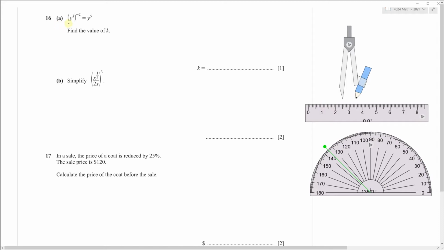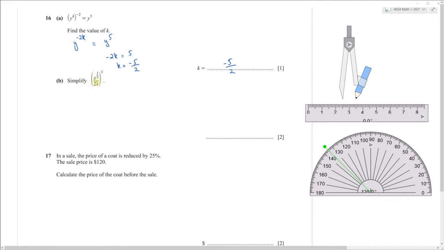Question number 16, part A is y power k whole power minus 2 is equals to y power 5. You have to find the value of k. So I'll open the bracket on this left hand side. So that means I'll multiply this minus 2 with this inside power, which is k. So minus 2 times k will become y power minus 2k equals to y power 5. Now since the coefficient is same on both sides, the variable is y. So I can compare the powers directly. So this gives me minus 2k equals to 5 and k is equals to minus 5 over 2. So your value of k is minus 5 over 2.